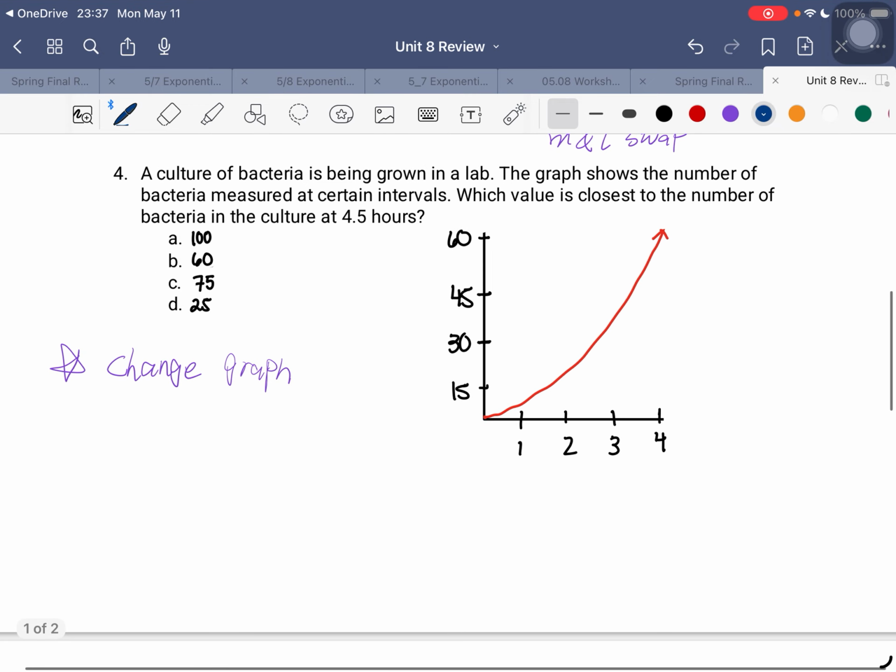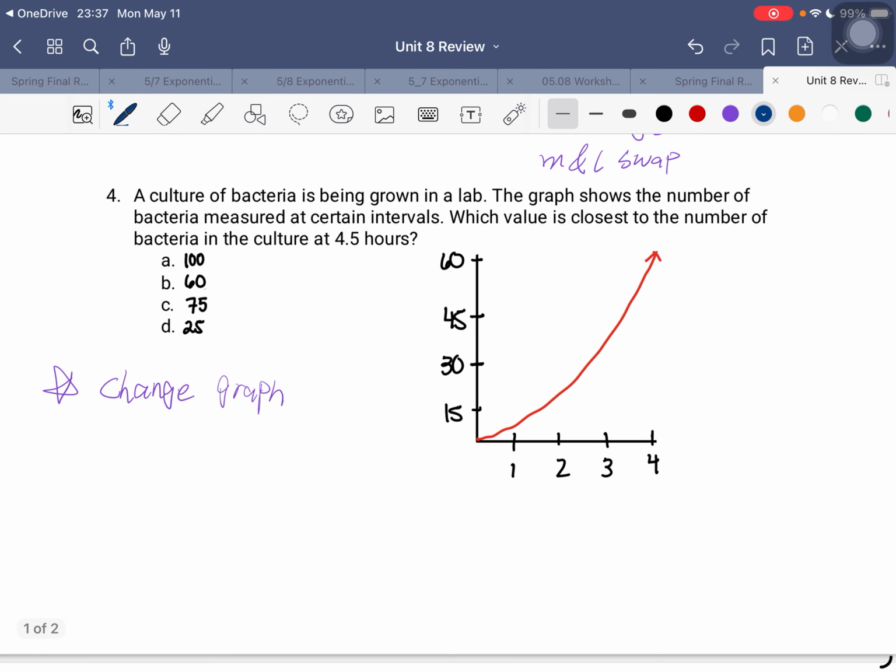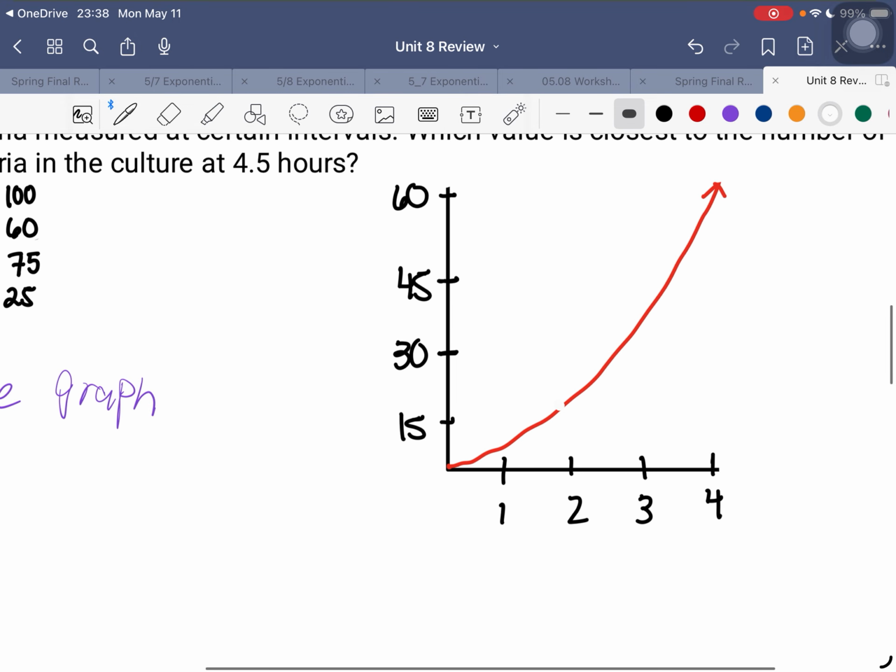Question 4. A culture of bacteria is question 4. I need everyone's attention, please. Please change the graph. The starting point is actually starting at 15. So let's all change this graph. When you turn in this paper, if you didn't change this graph, I have to take off points because it's very important on your test.